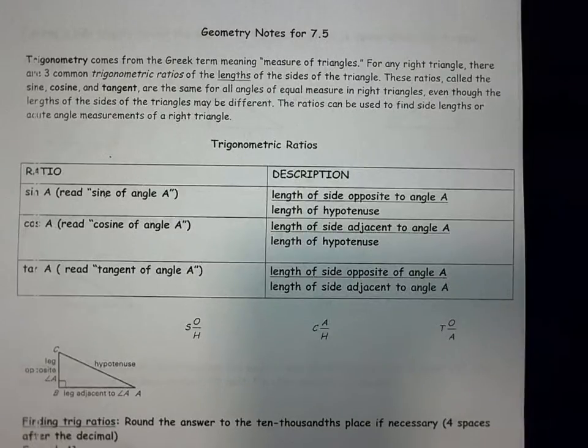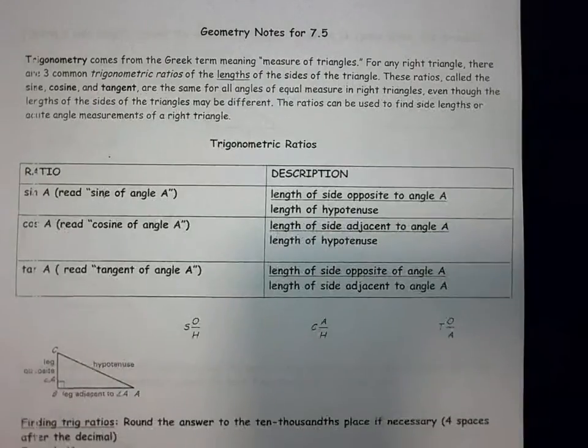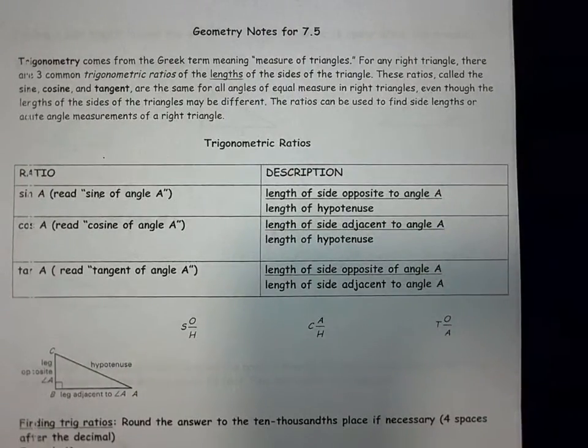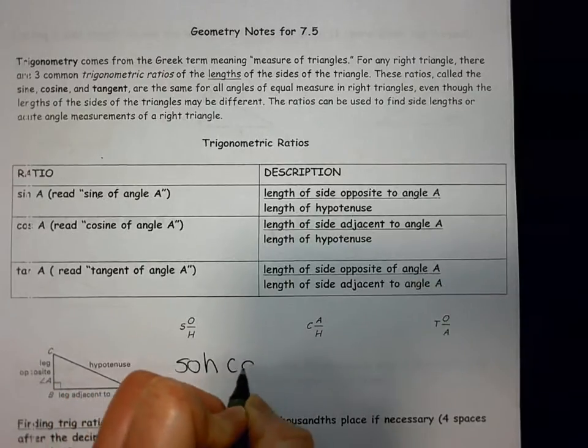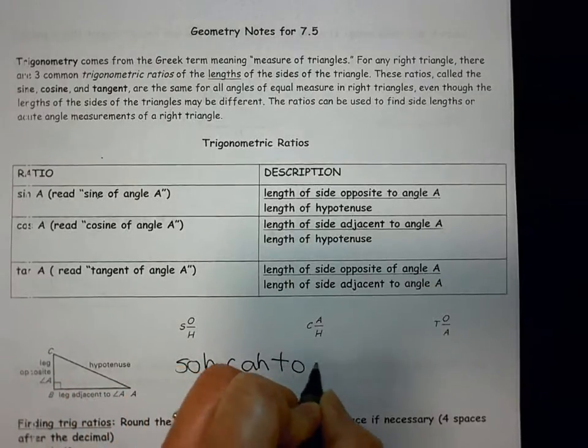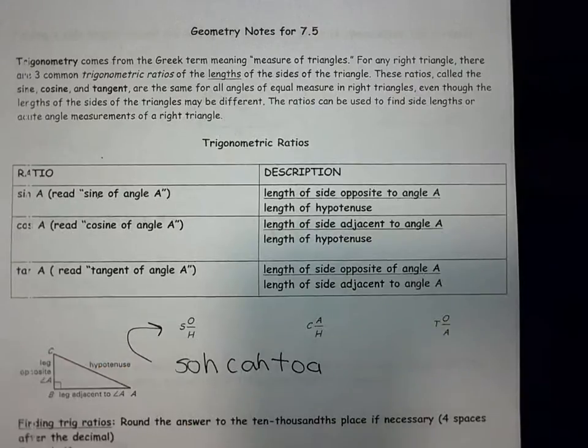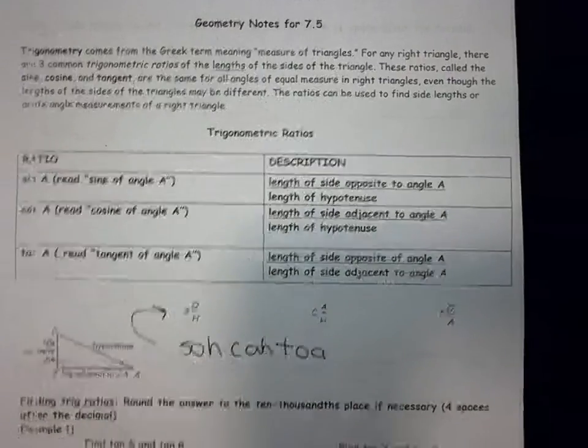The sine is always opposite over hypotenuse. The cosine is always adjacent over hypotenuse. And the tangent is always opposite over adjacent. However you want to remember these, I also told you SOHCAHTOA was a good memory aid, and again, that's shown up here. It's just sine, O over H, cosine, A over H, and tangent, O over A.